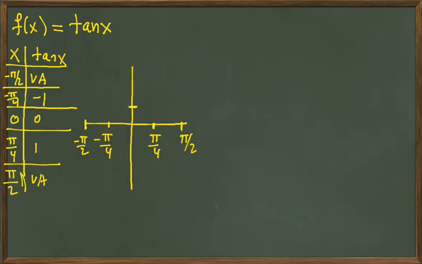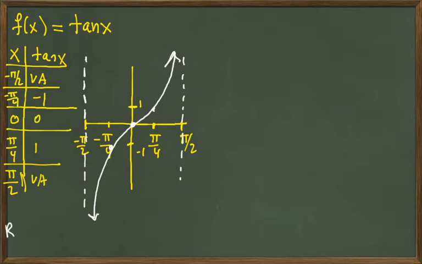Looks like we need a negative here. Okay. Asymptotes at negative pi over 2 and pi over 2. Plot those other points. All right, so there's our tangent, and that is one period of the tangent, and one period of the tangent here is going to pass that horizontal line test.